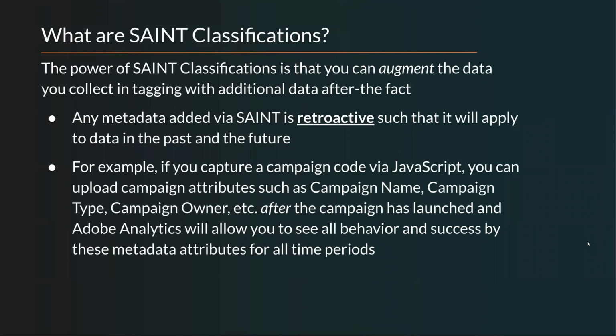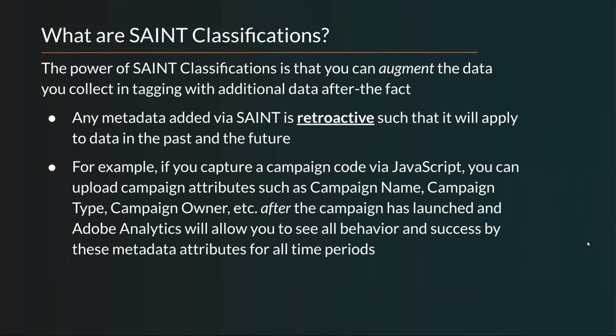Just to give you an example, let's say that you're doing a marketing campaign and you have a bunch of campaign codes that are associated when people come to your website. You're capturing those in JavaScript. But at the time that you're launching the campaign, maybe all the details of the campaign aren't known. So you don't have the official name of the campaign, or you're not sure which type it's going to fall under, or even who the owner of each code is going to ultimately be. Well, these can be added via Saint as attributes after the campaign is launched.